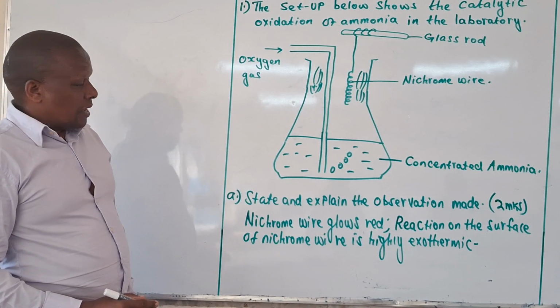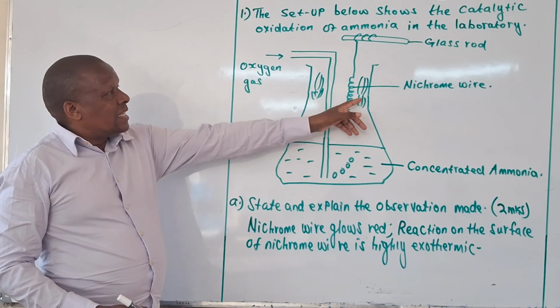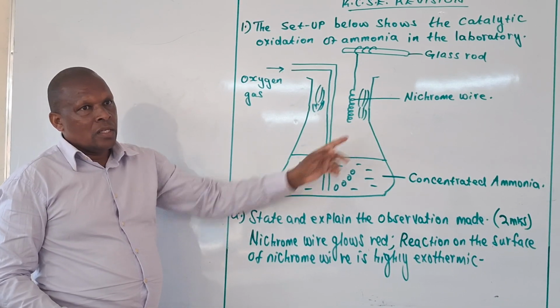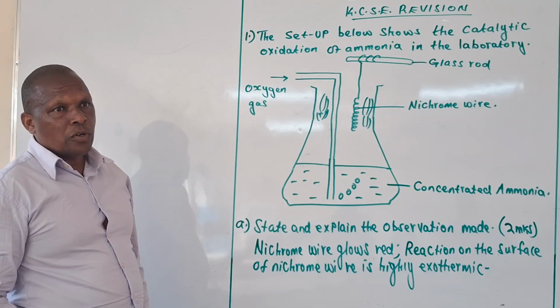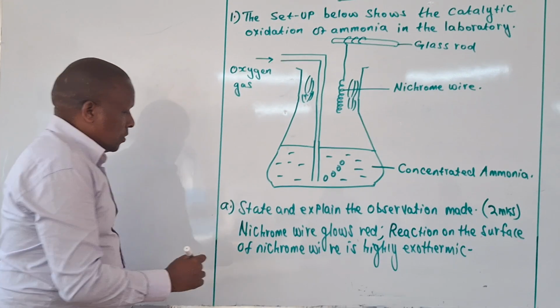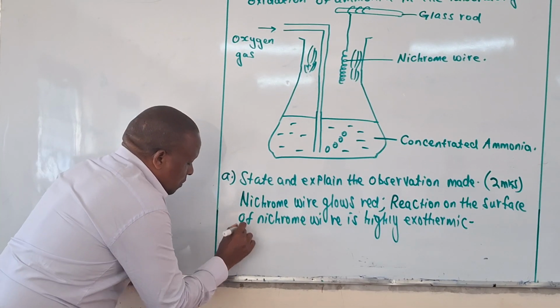The second observation are these lines that you are seeing here. Those are brown fumes, okay? Brown fumes of nitrogen 4 oxide. So that's observation number 2.